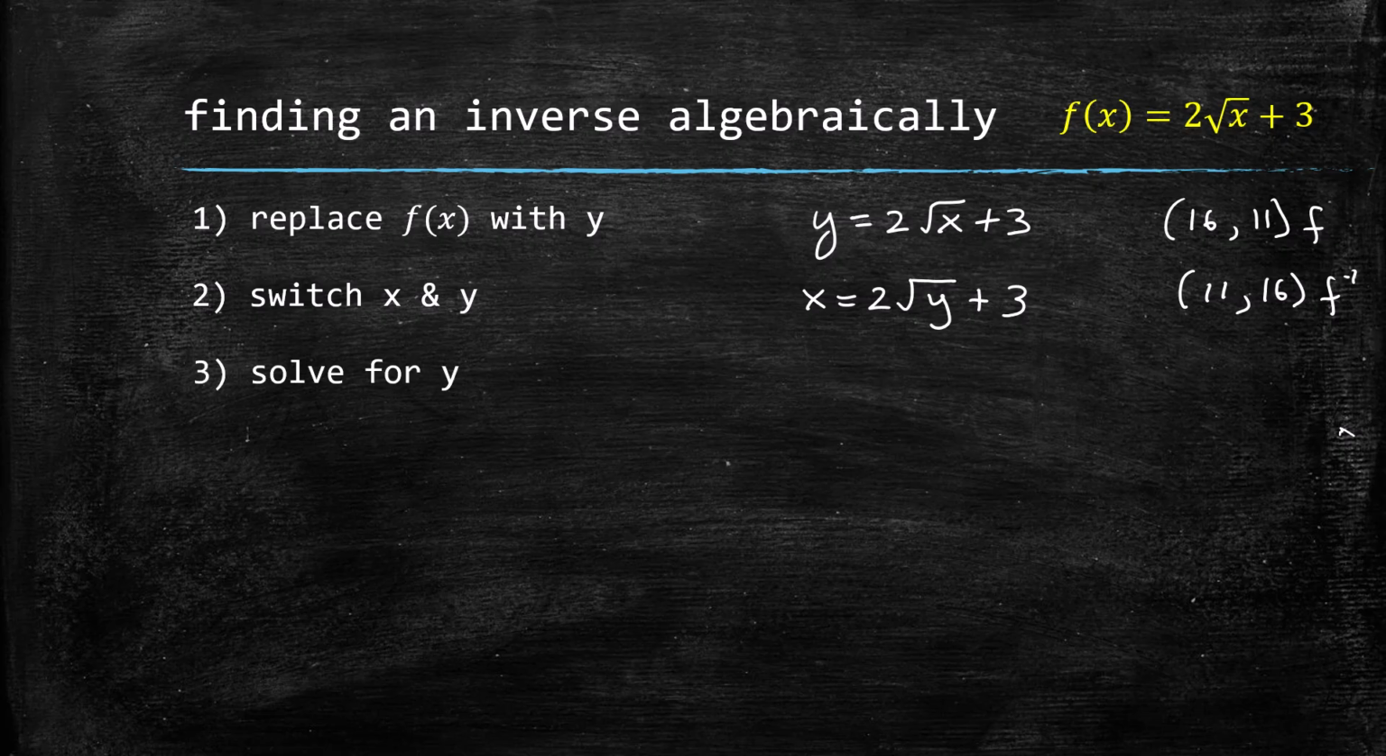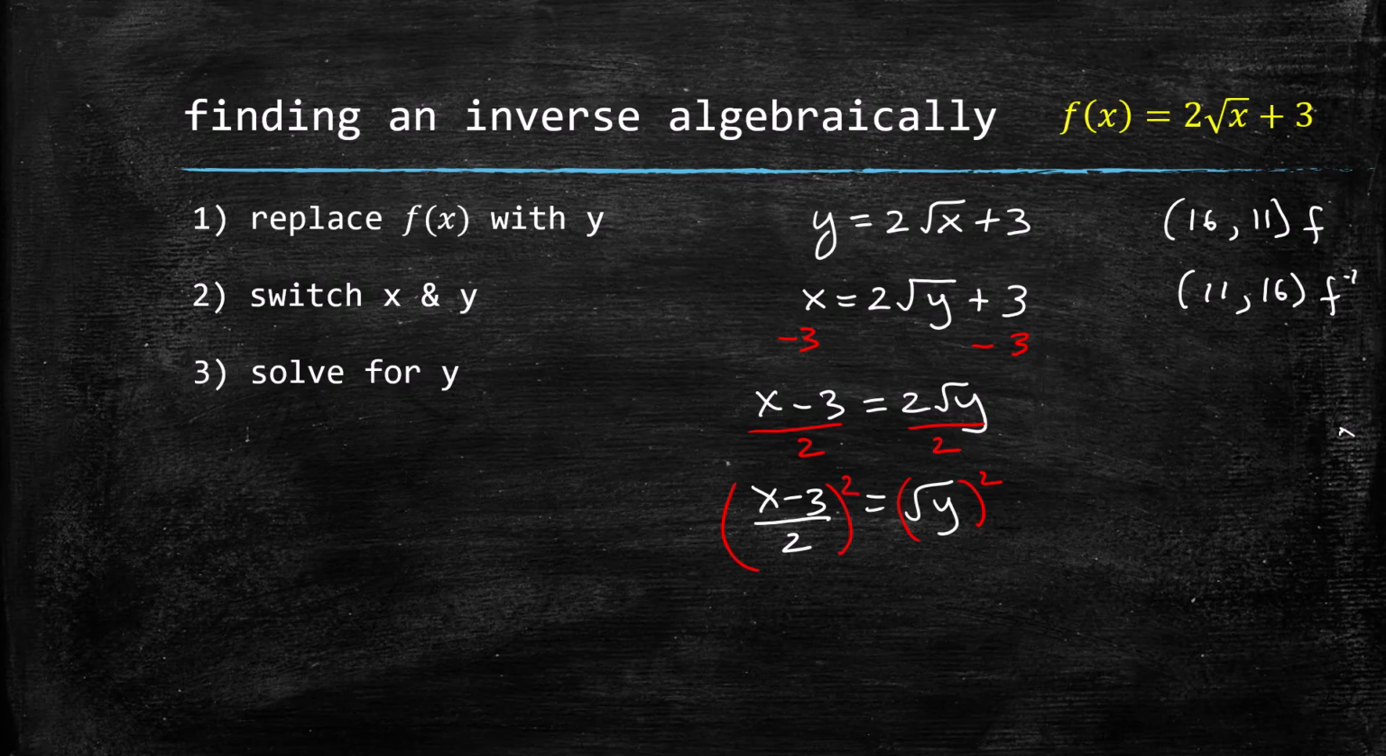So solving for y. If we want to get y alone, the first thing we have to do is subtract 3. That should sound familiar. That's what we did in the previous slide. We get x minus 3 equals 2 rad y. Next step, divide by 2 on both sides. So we get rad y equals x minus 3 over 2. And the final step would be to square both sides. And of course, rad y squared will get y alone. And then we have the inverse function.